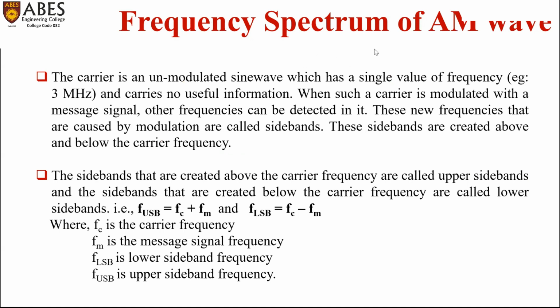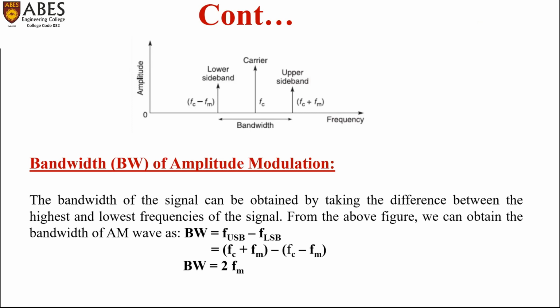Now, moving to the frequency spectrum of an AM wave, we can analyze the frequency spectrum by analyzing the upper sideband, lower sideband, and carrier signal. We can better understand with the help of this diagram. As we have seen, there are three terms in an amplitude modulated wave. The first one is the carrier wave, which exists at FC, that is the carrier frequency. The upper sideband, as I have shown in the previous slide, is FC plus FM, and the lower sideband is FC minus FM. So in this way, we can show the frequency spectrum of an amplitude modulated wave.